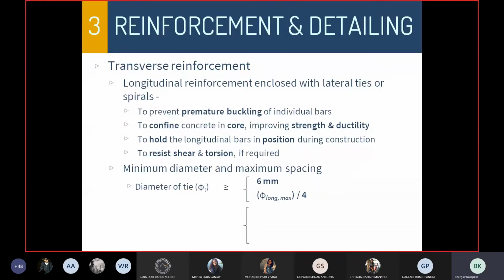Now, just like we have criteria for minimum number of reinforcement, minimum area, and maximum area for longitudinal reinforcement, there are also certain criteria for transverse reinforcement. There are two criteria. One is diameter and the other is spacing. The code says that the minimum diameter that you can use is either 6 mm or the diameter of the longitudinal reinforcement divided by 4. So the minimum diameter has to be greater than or equal to 6 mm or the diameter of the longitudinal reinforcement divided by 4.